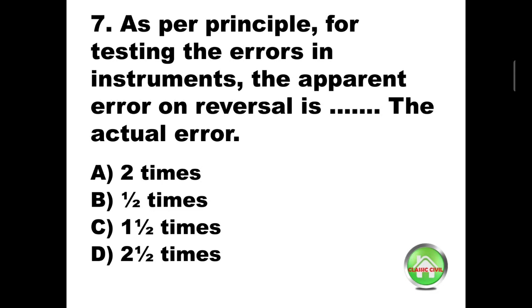Question number 7. As per principle, for testing the errors in instruments, the apparent error on reversal is dash the actual error. Option A, 2 times, option B, half times, option C, 1.5 times, option D, 2.5 times. As per principle, for testing the errors in instruments, the apparent error on reversal is dash the actual error. Answer is option A, 2 times.